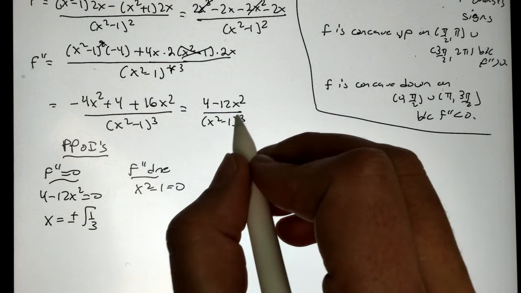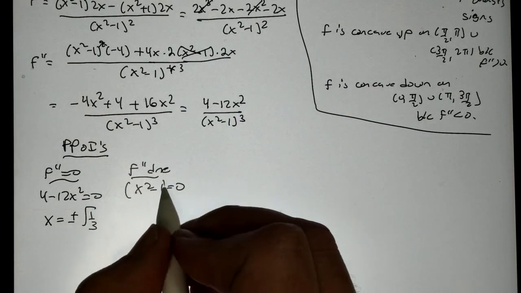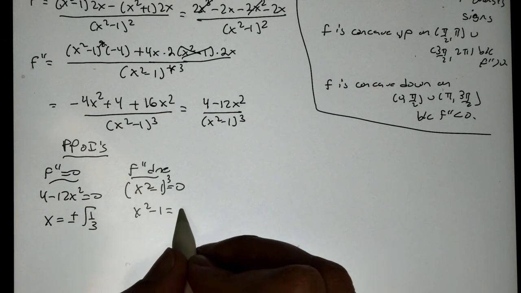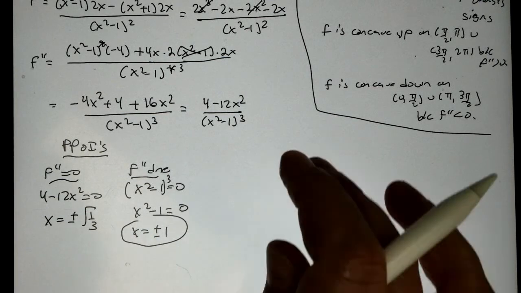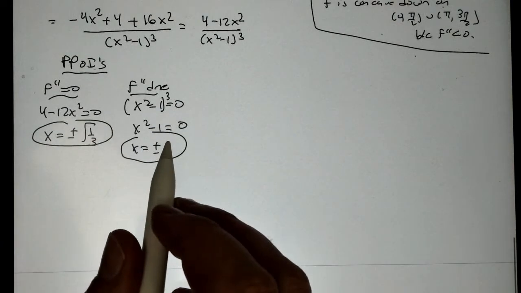Students sometimes ask, why do we worry about this cube right here? Well, let's plug it in. If I take the cube root, I still just get x squared minus 1 equals 0, and that's going to give us plus or minus 1. There are our possible points of inflection right there.